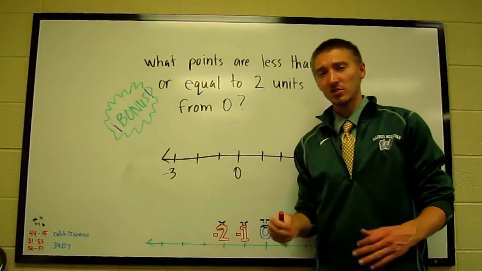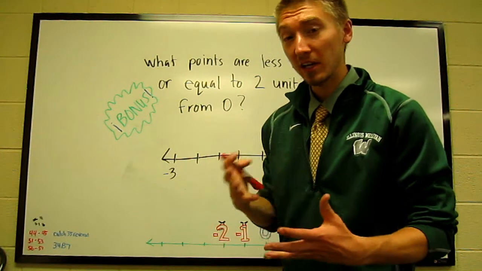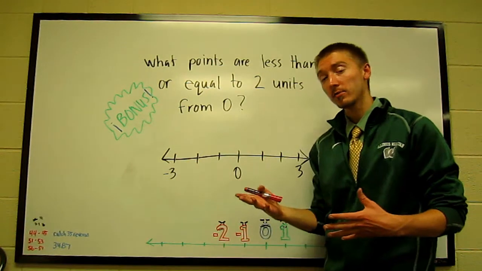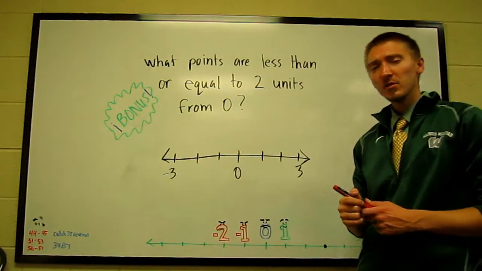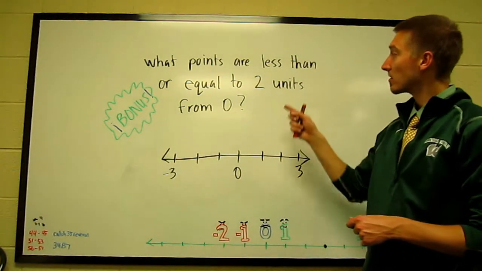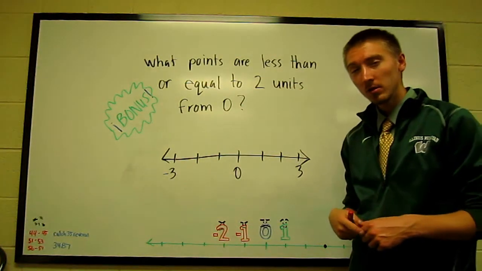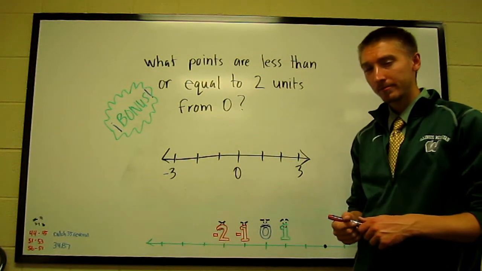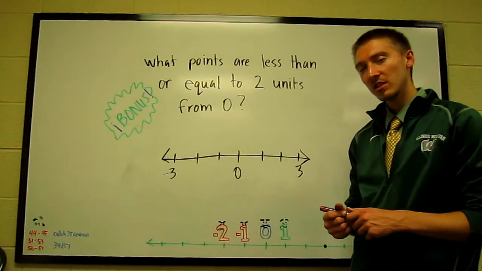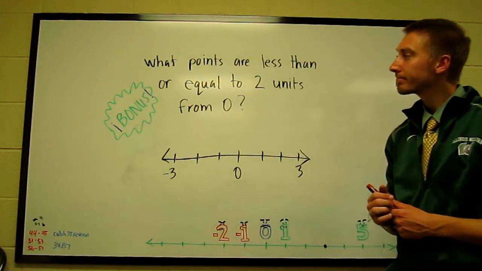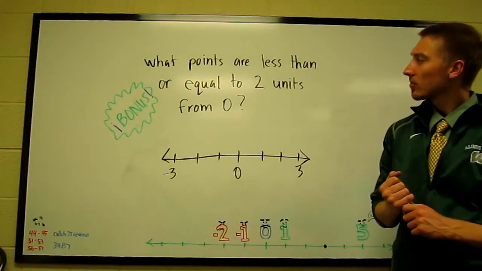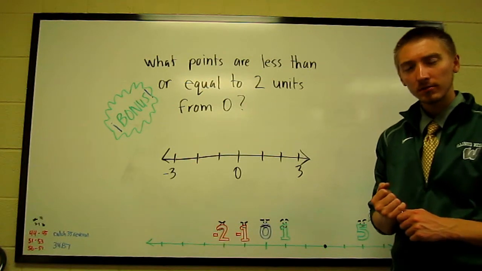Alright, for our bonus question, and this is dealing with inequalities and absolute values, can you think of any points that have a distance less than or equal to 2 units from 0? Okay, so I'll let you guys think about that for a second. Less than or equal to 2 units from 0.